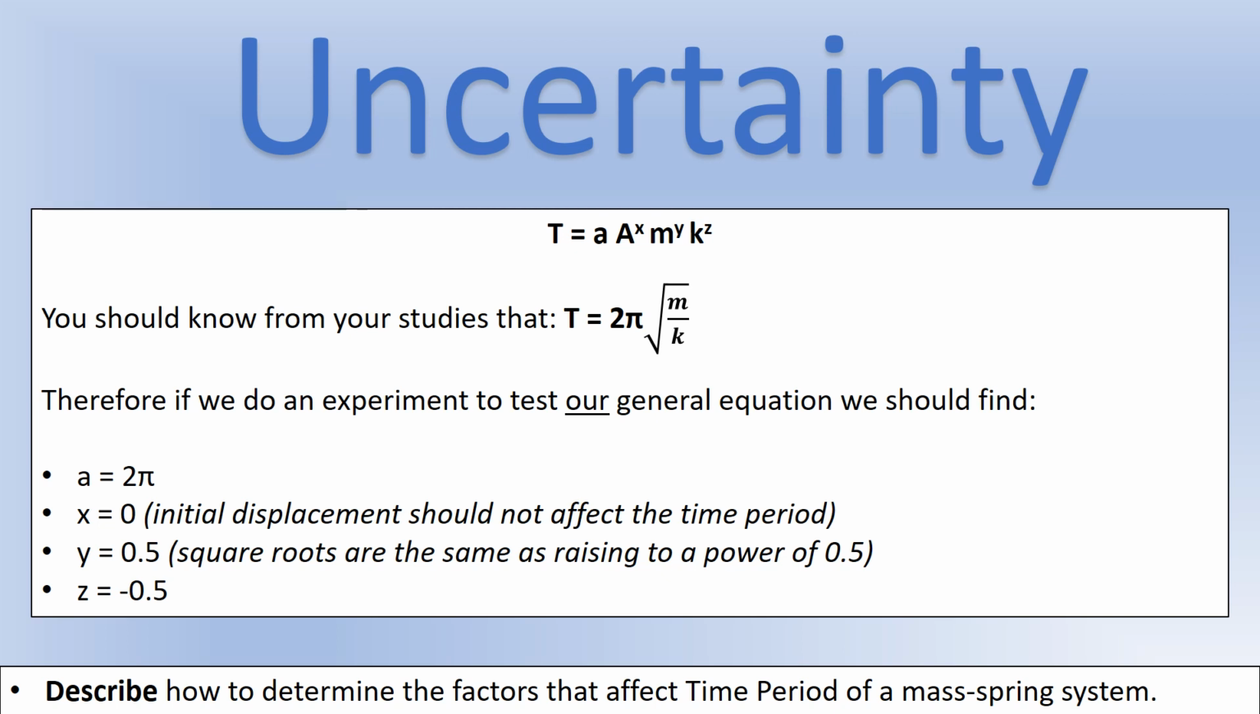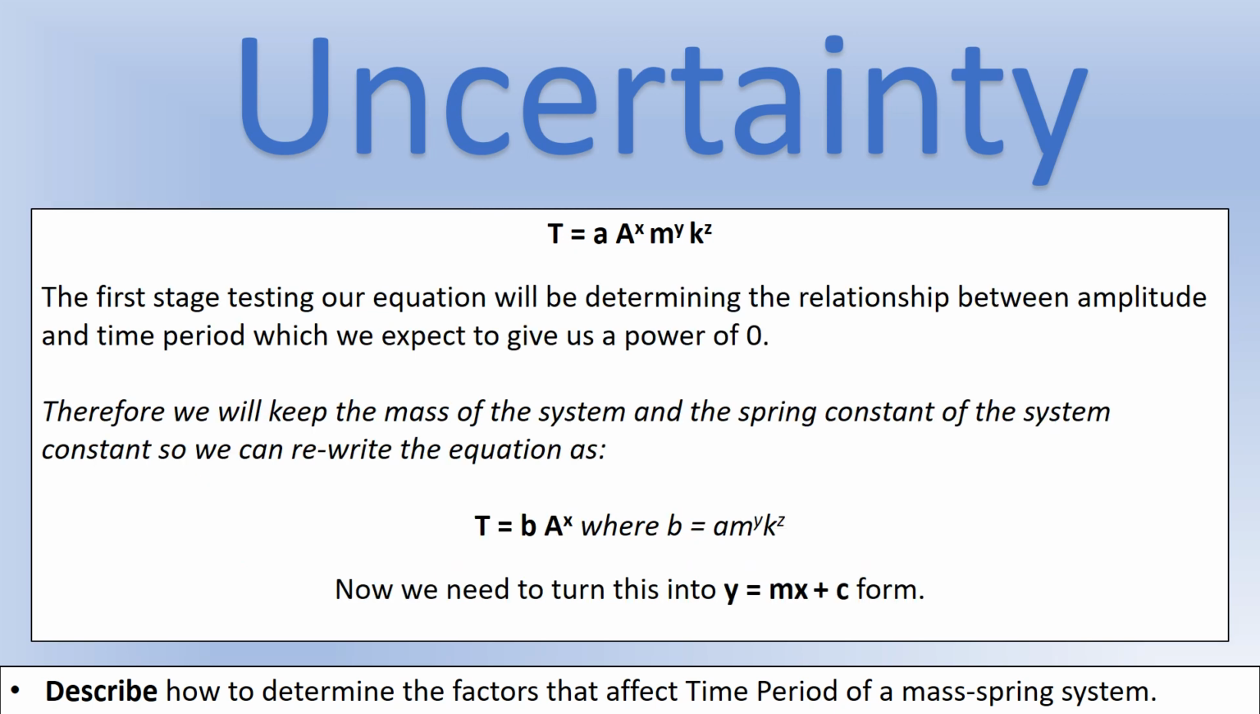Let's have a look at how we would actually find those powers. The first thing we want to look at is finding x. So we're going to keep mass and spring constant exactly the same throughout. We can change this equation to essentially time period is equal to a new constant b times a to the power of x. b is just taking all those other things we're keeping the same to make it simpler. And we're going to turn that into y equals mx plus c form.